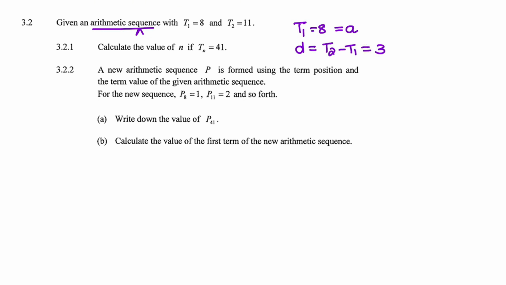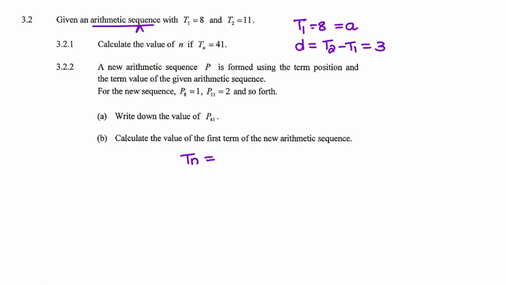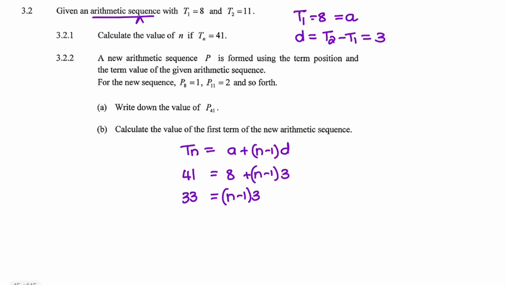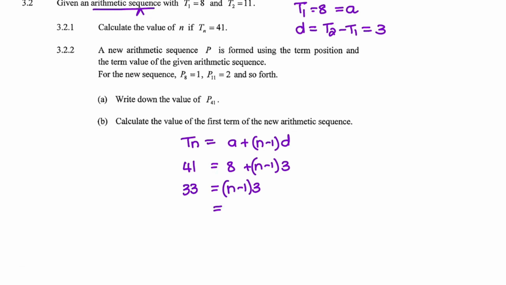So from our formula sheet, we have Tn is equal to a plus n minus 1 d. And we want to find n. So Tn is equal to 41, a is equal to 8, n minus 1 times 3. So if I take the 8 over, I have 41 minus 8, which is 33, is equal to n minus 1 times 3. Then I can divide both sides by 3. So 33 divided by 3 becomes 11, is equal to n minus 1. And therefore n is equal to 12.